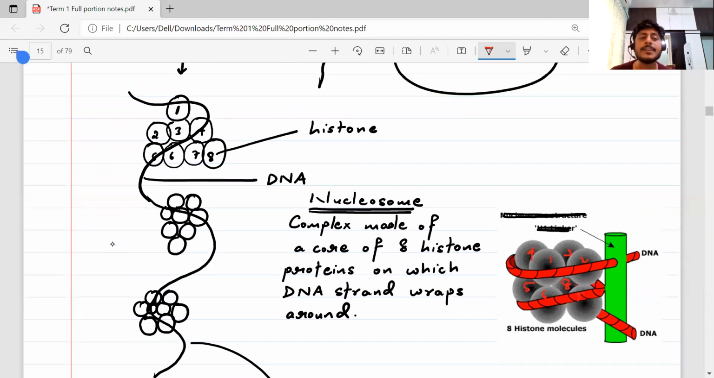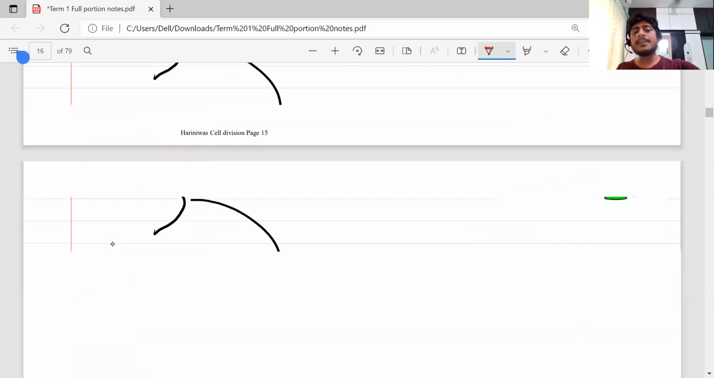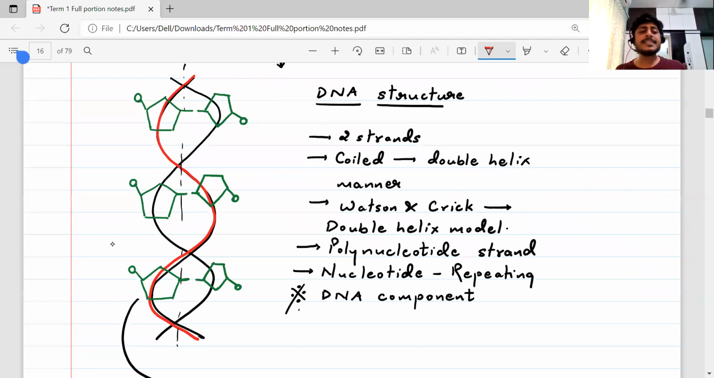So you can see multiple nucleosomes. Remember, it's a core of 8 histone proteins. So histone is basically the protein that is associated with the compaction of the chromatin material or the packaging of the DNA, if you may call it in that way. Then if you open up the nucleosome's DNA, then you will see on the DNA structure, this over here was your nucleotide. Your nucleotide is a complex made up of base, sugar, phosphate.